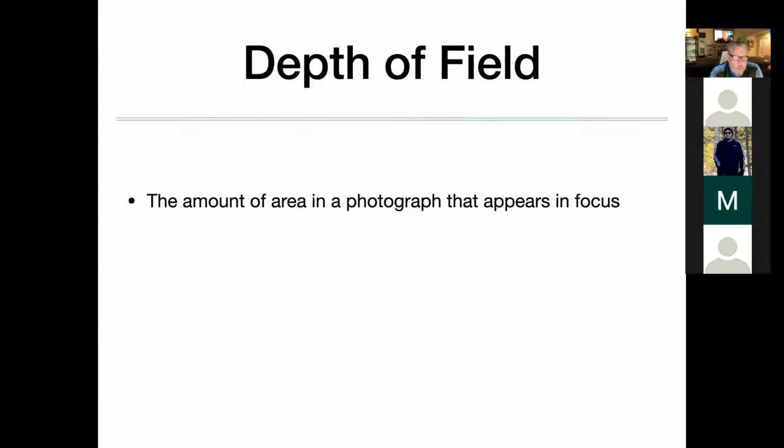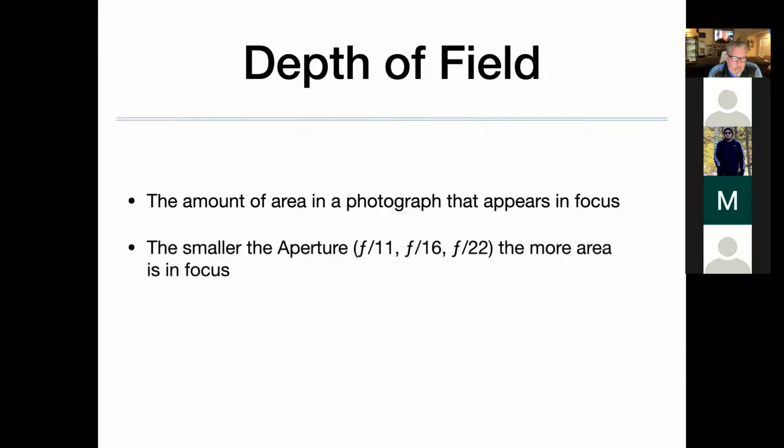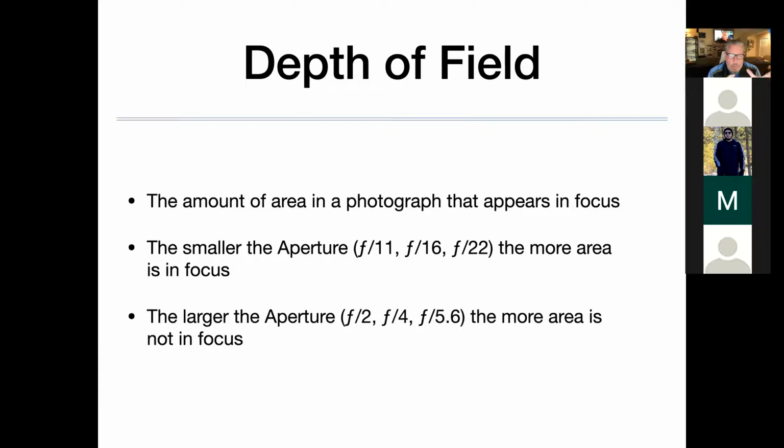Okay. So the definition part of this is the smaller the aperture, meaning the big numbers, the more the area is in focus. So if you have a very small aperture, which means you have f16, the more the picture becomes in focus. The larger the aperture, the smaller numbers, means more area is not in focus. So this is one way to control my way of telling a story with my images.